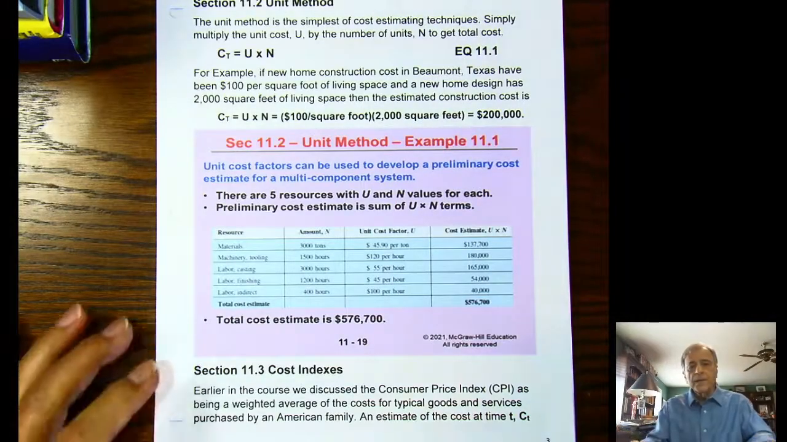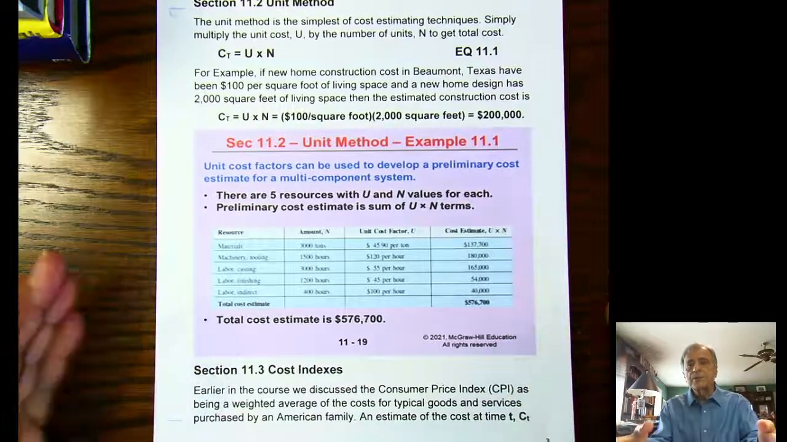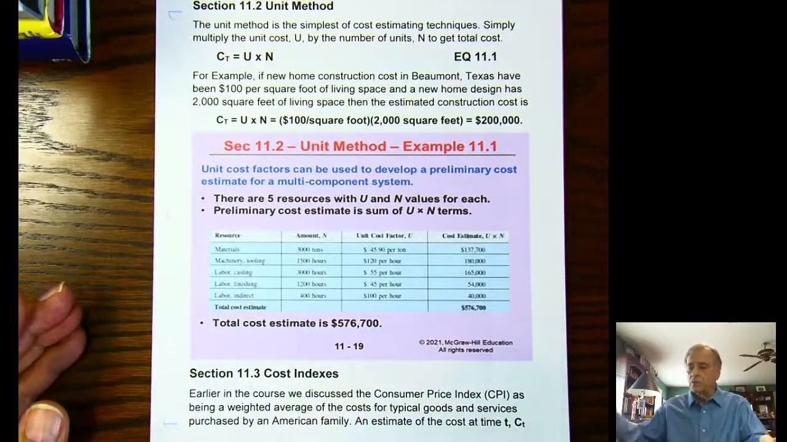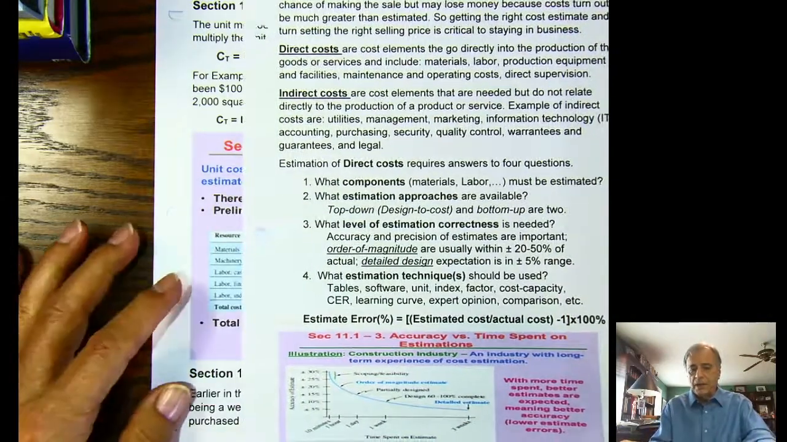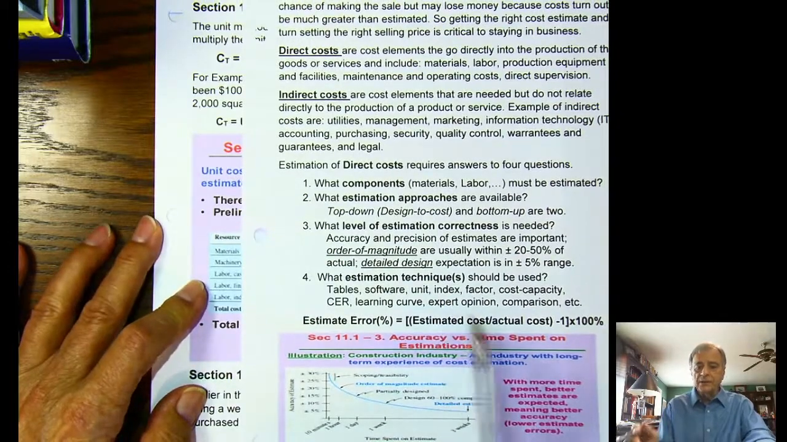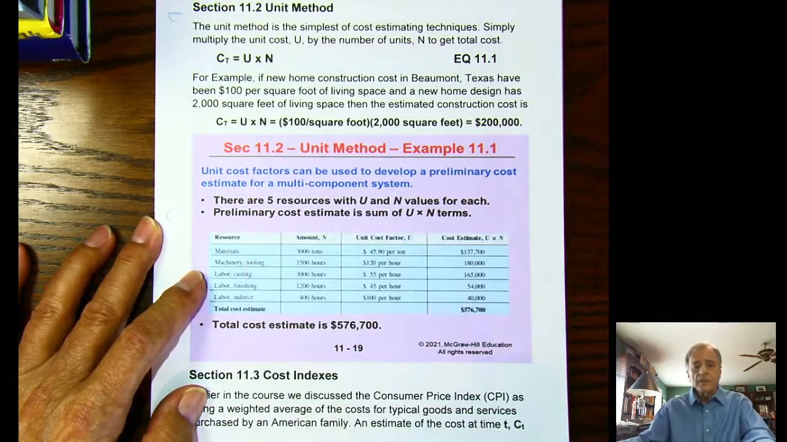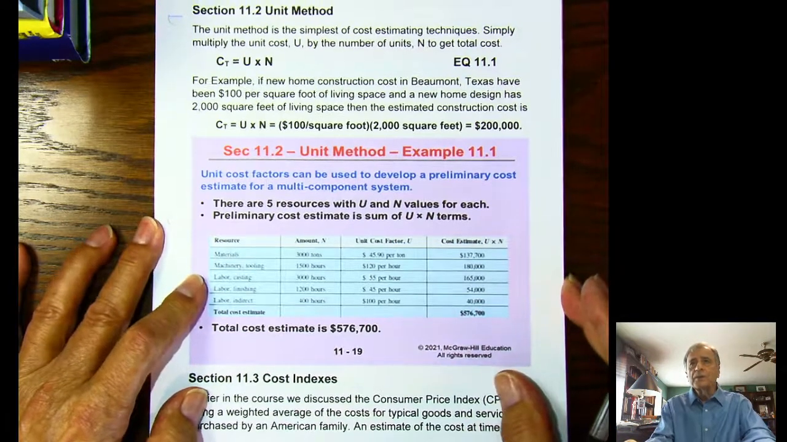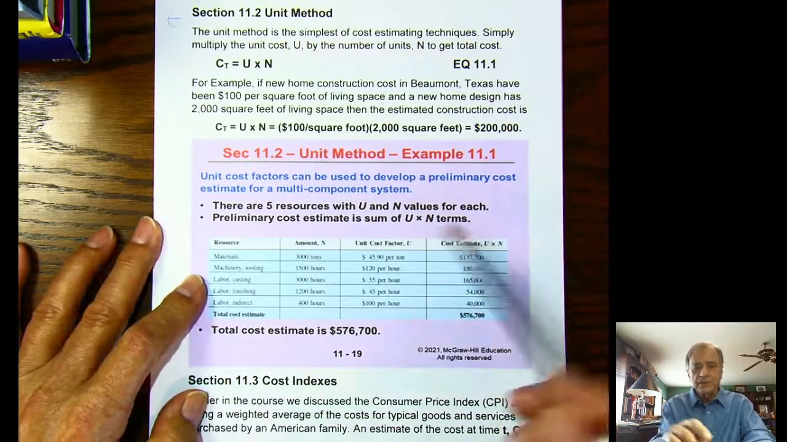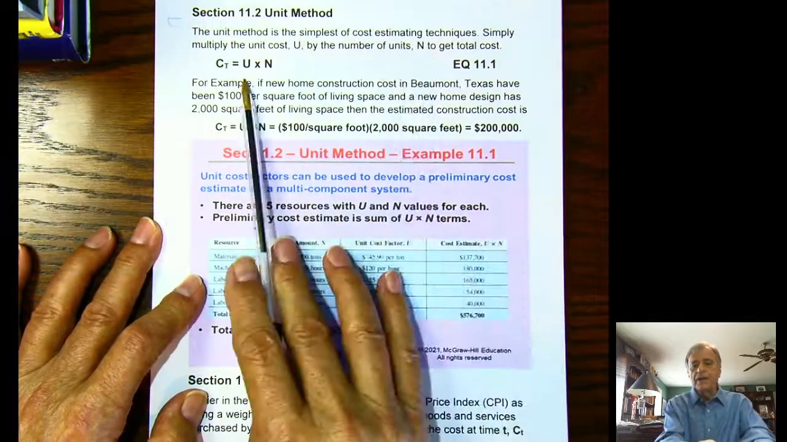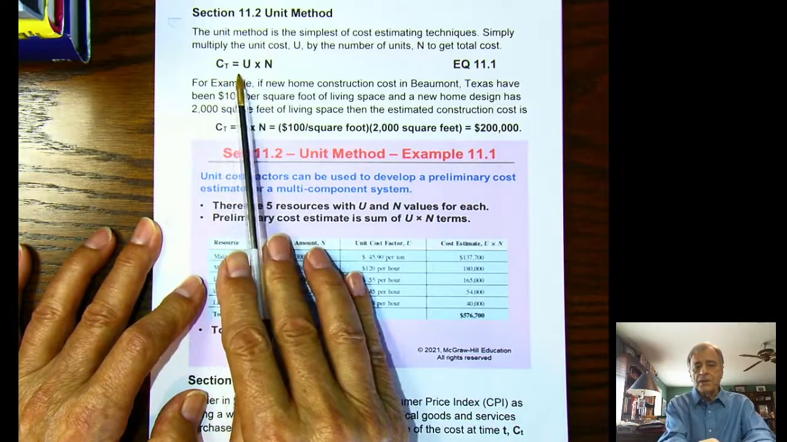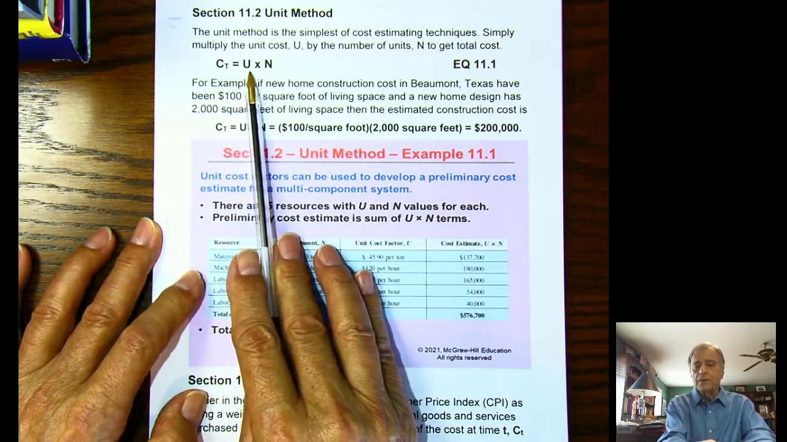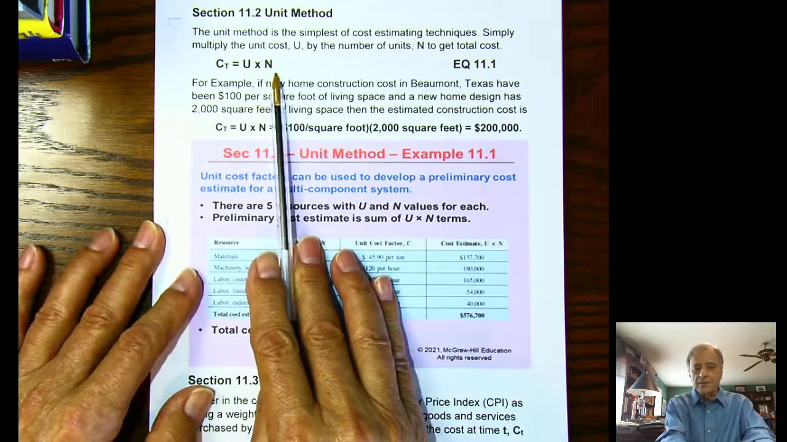So the next thing we're going to talk about is some of the specific methods. Remember, one of the questions was what method or technique are you going to use to get the cost estimate? The first and most simple of all methods is called the unit method. In the unit method, that's equation 11.1, you simply say the total cost is equal to the cost per unit times the number of units. It sort of makes sense.